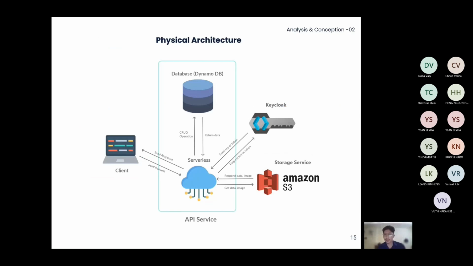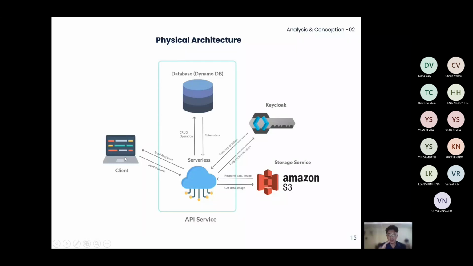Here is the physical architecture of the whole Salah website application. As you can see in the middle, there is an API service. Basically, there are a lot of services here. Each client goes directly to the serverless layer. Then serverless will handle all the functionality and all the requests.